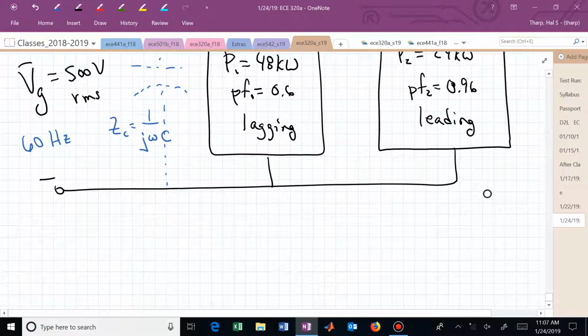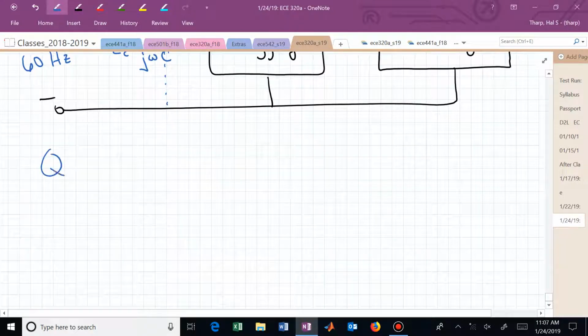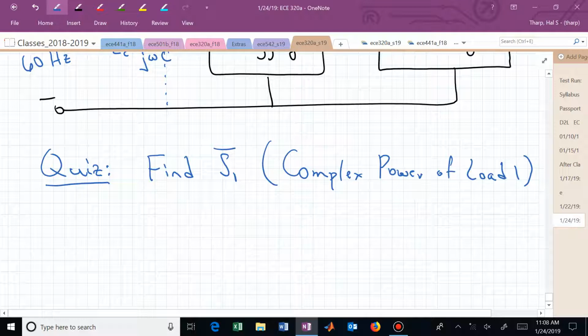So to get us working this problem, we actually need to obtain some intermediate information, and one is to find the complex powers associated with load 1 and load 2. We need to know more than just the real powers. If we're going to try to change the reactive power seen by the source at load 1, load 2, and an additional capacitor, we're going to need to know what those reactive components are. So here's a quiz. Can we now find, with the given information, the complex power S1? That's the complex power of load 1.